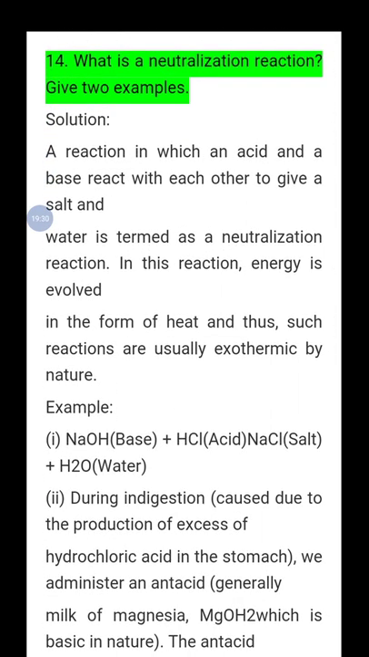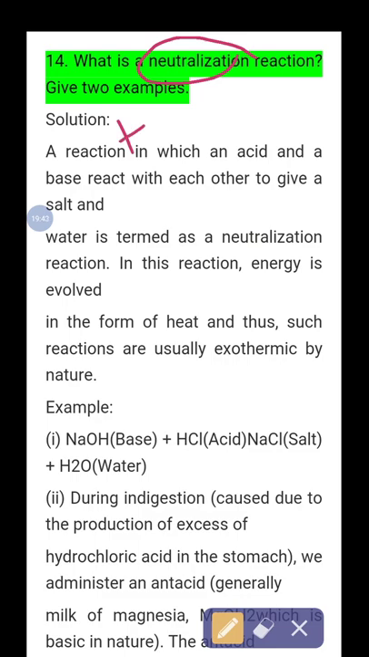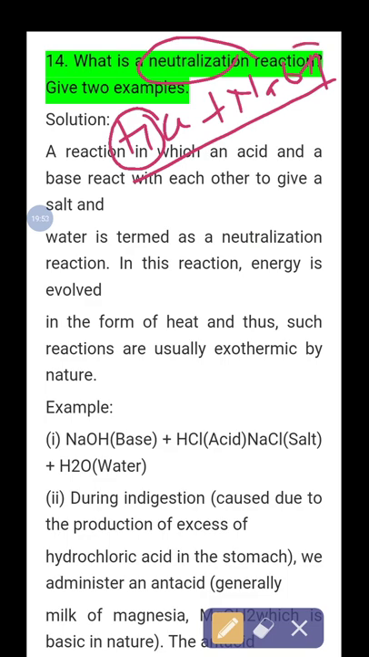Now the next, what is a neutralization reaction? Give two examples. A reaction in which an acid and a base react with each other. In a neutralization reaction, when acid and base react with each other, they neutralize each other. Here is H and here is OH, and it becomes H2O, and when it becomes H2O the solution becomes neutralized, and it also makes NaCl, that is the salt.